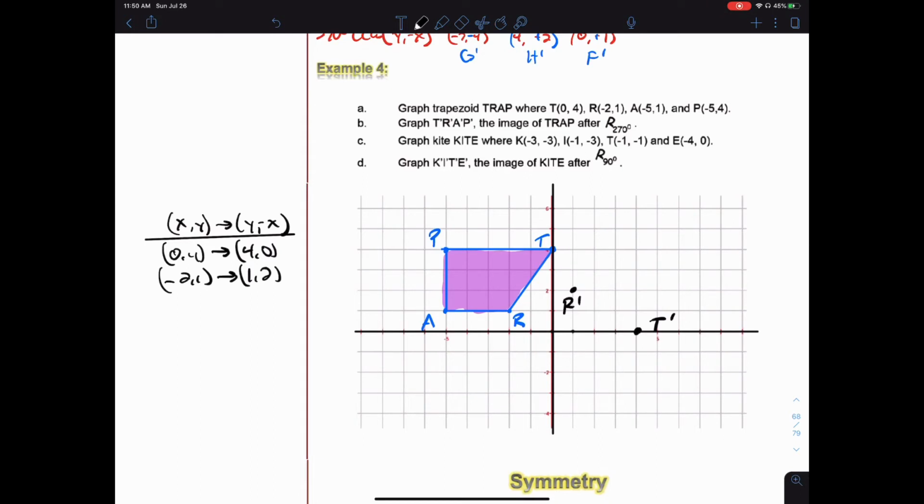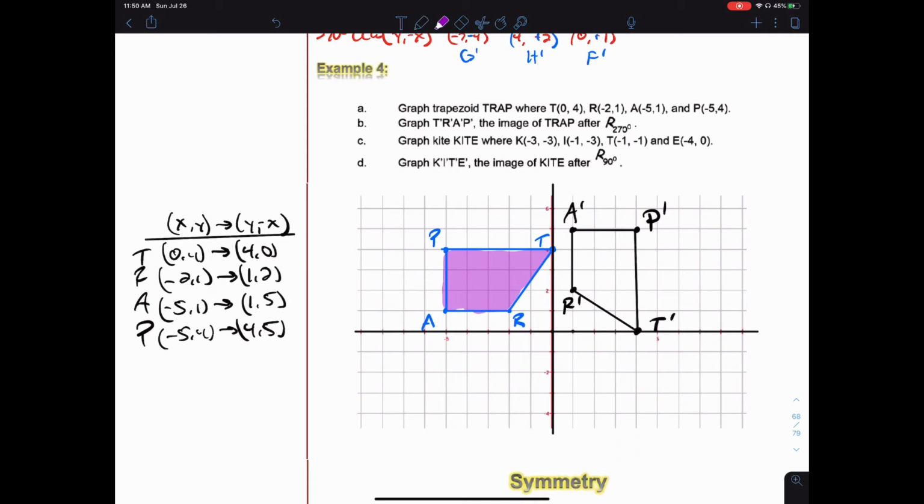Then we have negative 5, 1. That would be 1, positive 5. It's A prime. And then P is negative 5, 4. That's going to become 4, positive 5. Connect the segments to make the trapezoid.